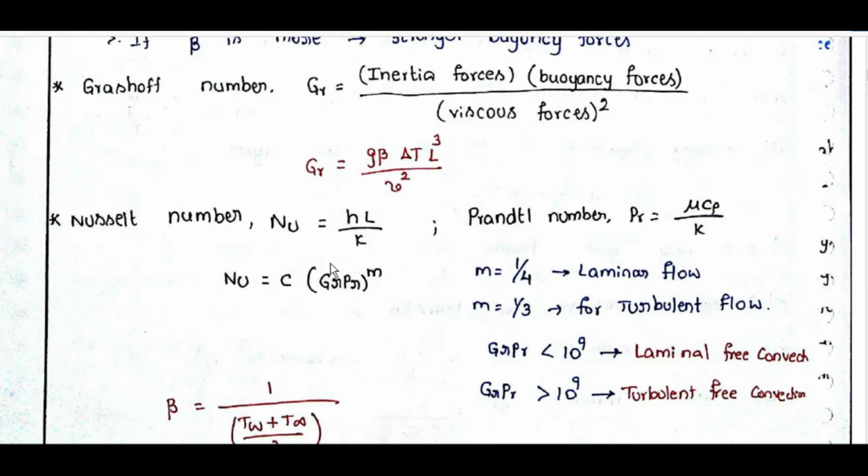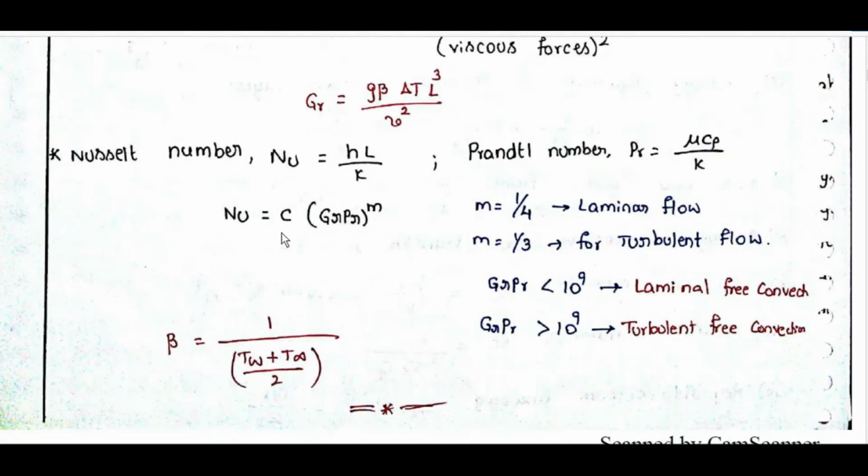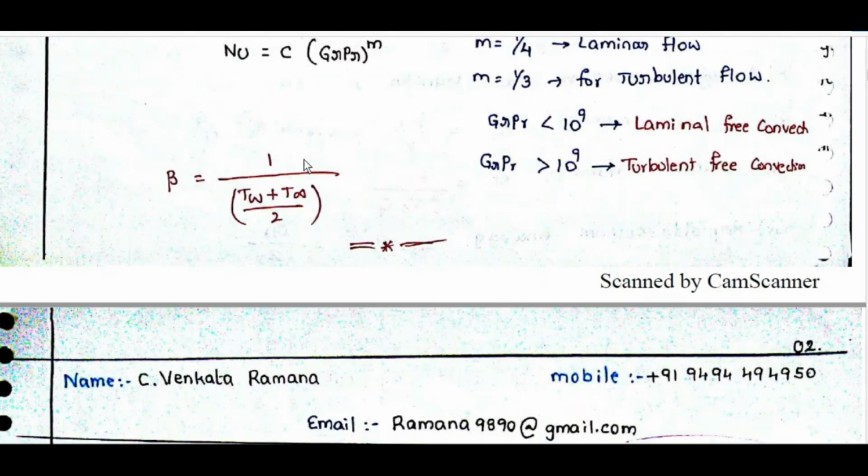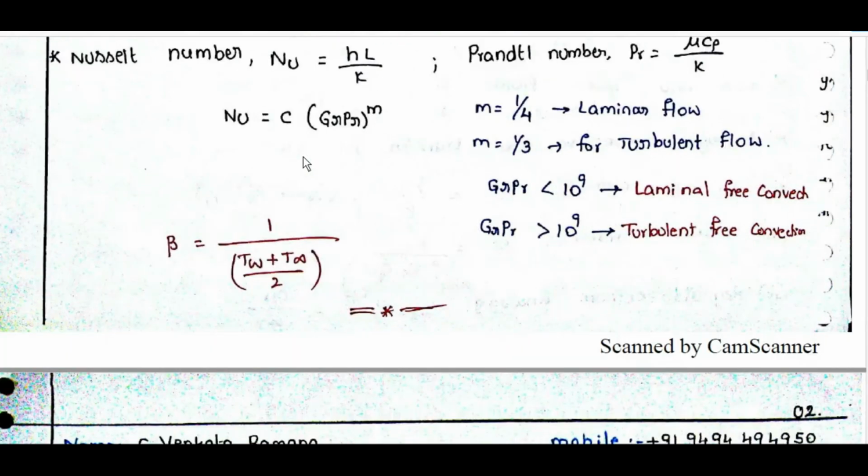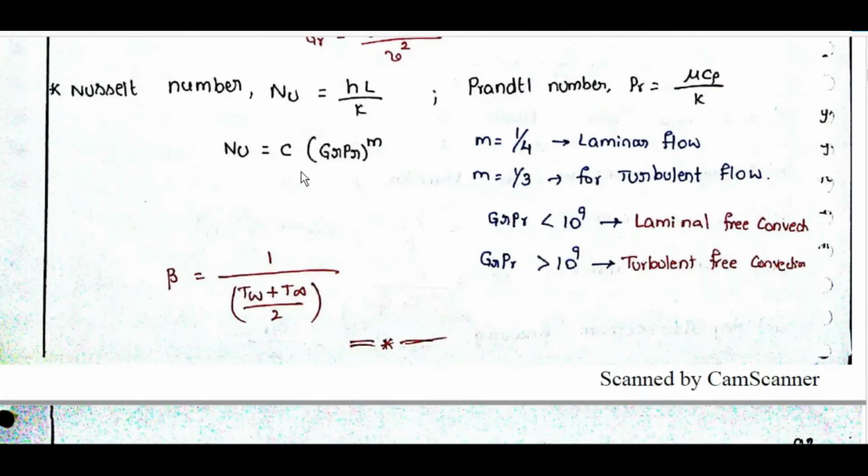Nusselt number Nu is equal to hL by K. Prandtl number Pr is equal to mu Cp by K. Nu is equal to C into (Gr Pr) whole power m. m is equal to 1 by 4 for laminar flow, m is equal to 1 by 3 for turbulent flow. Gr Pr less than 10 power 9 is laminar free convection. Gr Pr greater than 10 power 9 is turbulent free convection. Beta is equal to 1 by T, where T is (Tw plus T infinity) by 2.